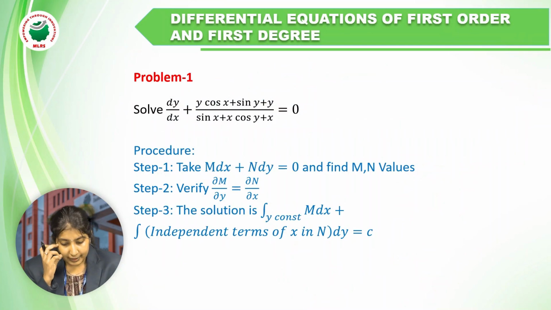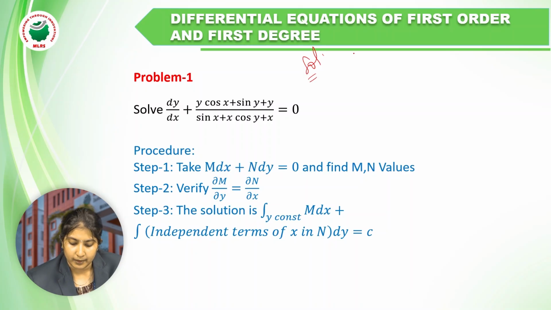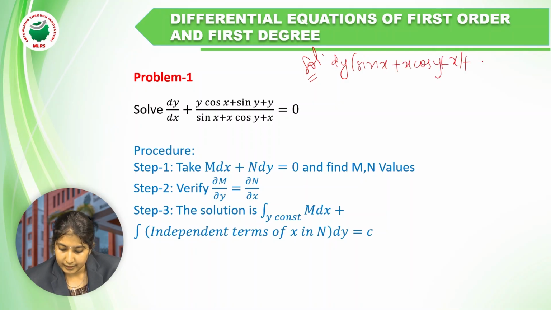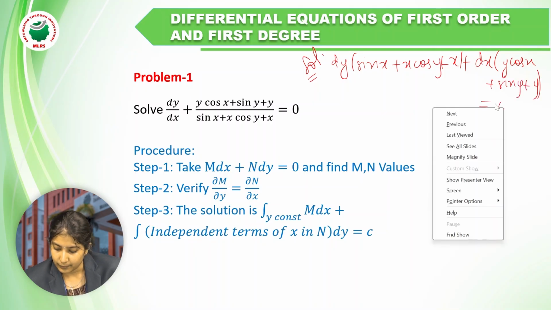Taking the first problem, you have dy by dx plus (y cos x plus sin y plus y) by (sin x plus x cos y plus x) equal to 0. Taking the procedure, the equation should be of the form M dx plus N dy equal to 0, and we have to find M and N values as per the procedure. So taking the equation, you can cross multiply it. If you cross multiply, what you are getting? dy into (sin x plus x cos y plus x) plus dx into (y cos x plus sin y plus y) equal to 0.